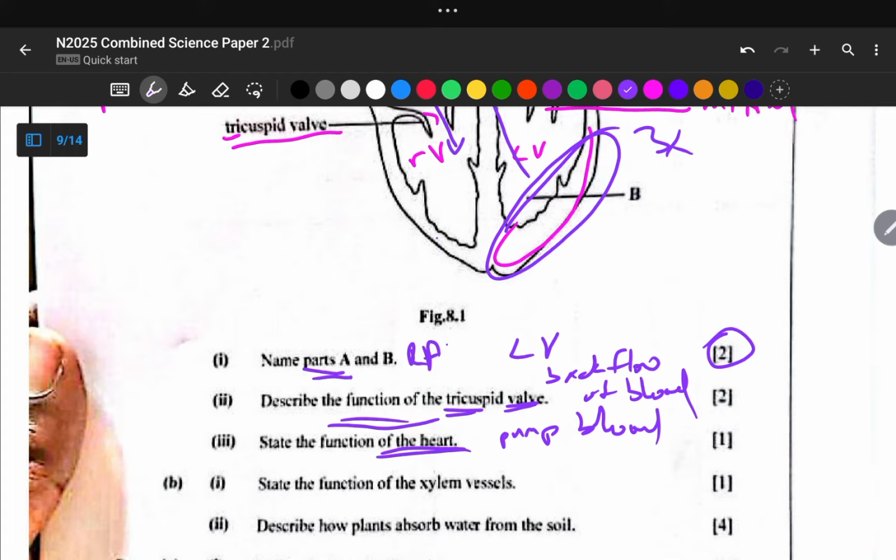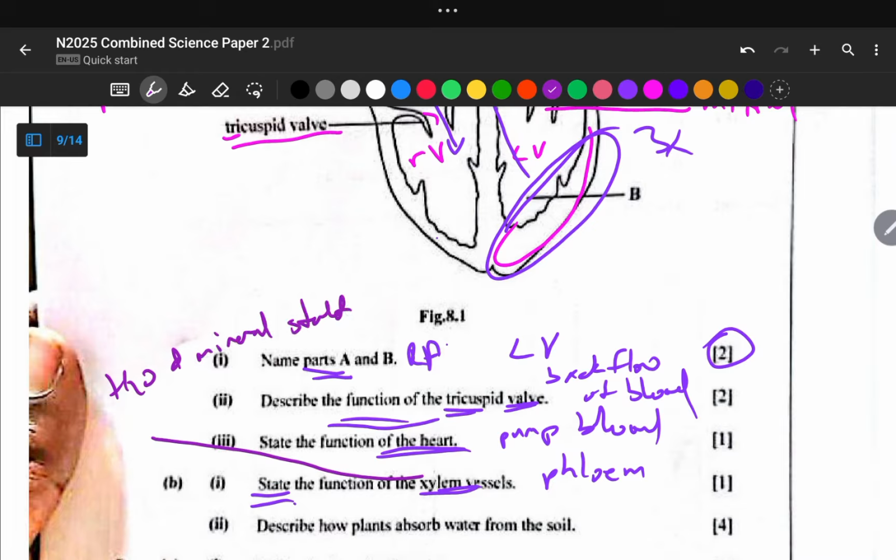And then we go on to the next part. So the next part says, state the functions of the xylem vessels. So we have 2 types of vessels. We have the xylem vessel, and then we have what we call the phloem vessel, right? So the xylem vessel is used to transport water and mineral salts. From where? From the roots to the rest of the plant. And also they provide what you call structural support.